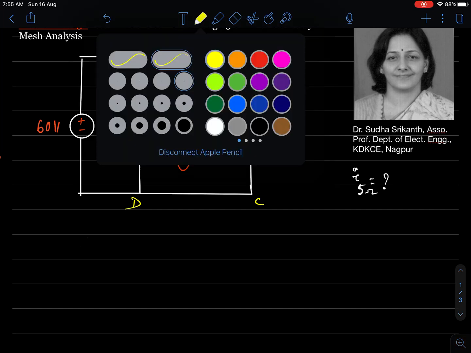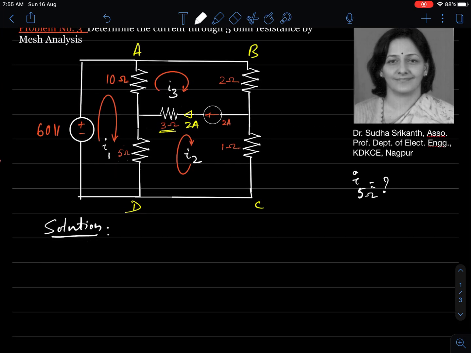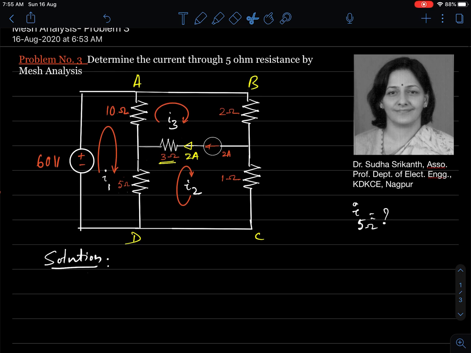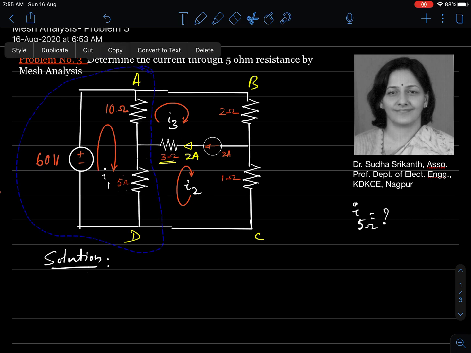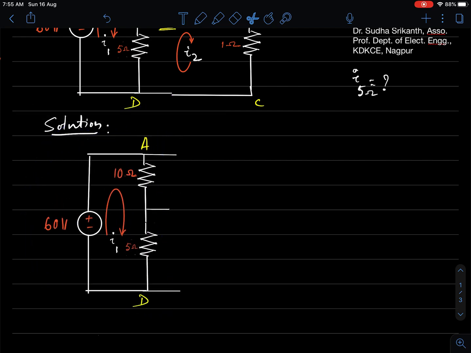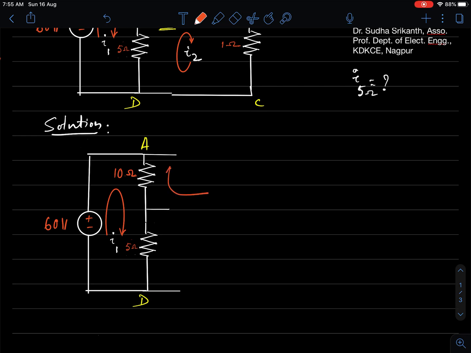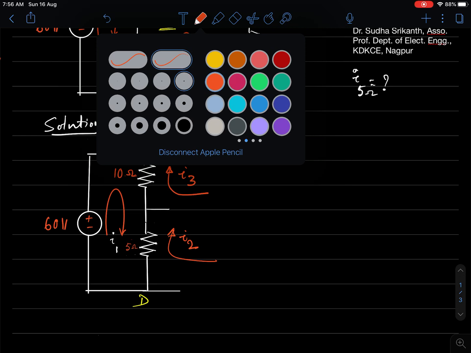Alright, now let me write the solution. Without wasting much time, we will write the solution. To make the viewers understand, I would try to take that part of the network for which we write the equation. So I will copy this portion of the network, then maybe I'll paste it here. I will adjust this. Now I will use this orange color because I've been using orange color for the representation of currents. So this is my current I3, and I have another current which is flowing in this manner. This is my I2.